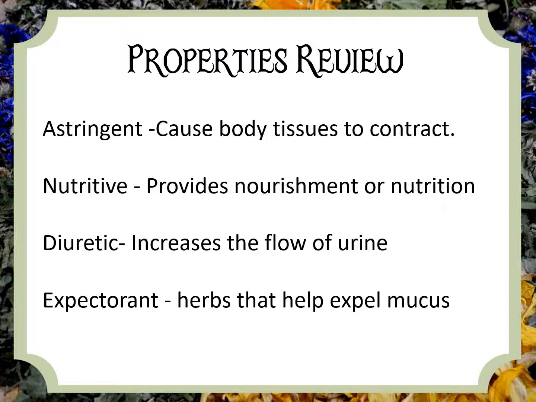The properties for this week include an astringent. An astringent is something that causes the body tissues to contract. The second one is a nutritive. A nutritive is something that provides nourishment or nutrition. The third is diuretic, which increases the flow of urine, so it makes you go pee. The fourth one is an expectorant. An expectorant is something that helps expel mucus.